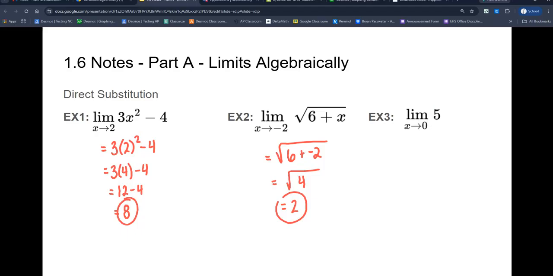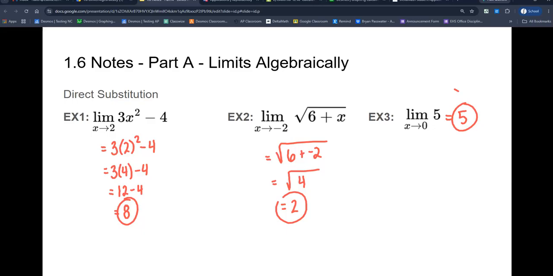Now, 3 is a little tricky. What do you guys think about 3? We're supposed to plug in 0, right? But we can't because there's no x there. So the answer to this one is just 5.